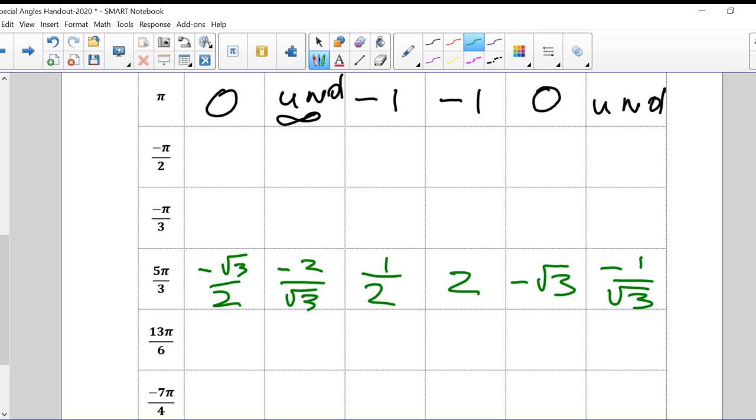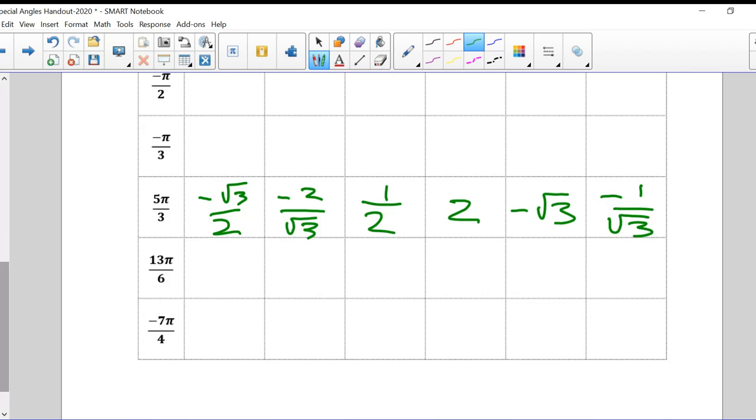Okay. Now, let's try. I'm not sure if I want to give you 13 pi over 6. I'm going to cross that out, because I don't think on the exercise I gave you an angle that was over 2 pi. I'm going to call this 11 pi over 6. No, I don't want to make it 11 pi over 6. Let's make this 5 pi over 6. Or, okay, 7 pi over 6. Let's do 7 pi over 6.